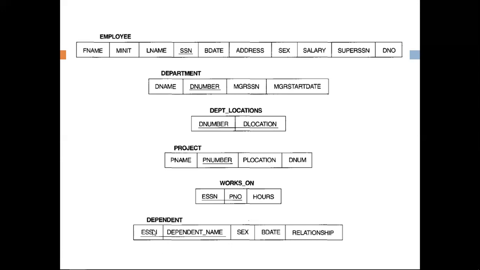Dependent is the dependent of the employee. In order to identify the employee, SSN is used, along with the name of the dependent, and their details will be present. Together they form the key attribute. With this information, now let us write the entity relationship diagram for this company database.